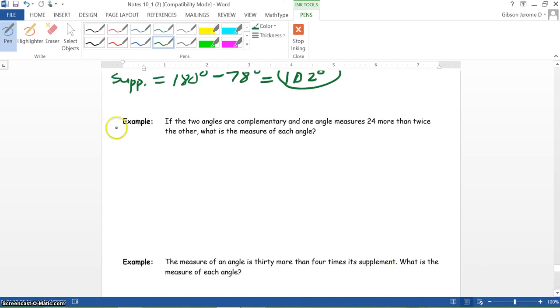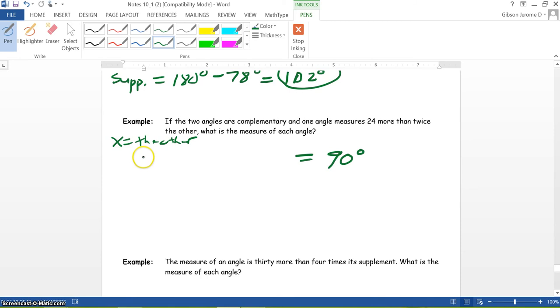Now we come down here to this example. If the two angles are complementary and one angle measures 24 more than twice the other, what is the measure of each angle? Now, if they're complementary angles, we know they equal 90 degrees. And they tell us that one angle measures 24 more than twice the other.